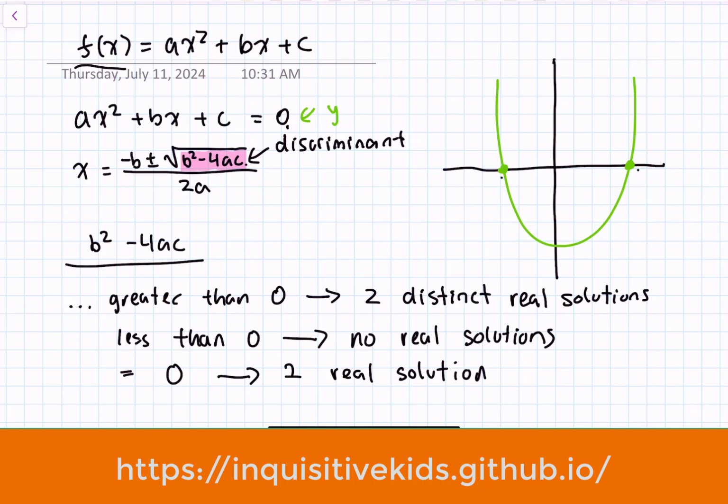But if we have b squared minus 4ac less than 0, we could have something like this. That's an example. As you can see, there are no solutions where y is 0. Now, what if b squared minus 4ac is equal to 0? Then it means we have one solution where y is equal to 0. So that's what it looks like on a graph. Now let's go into our first problem.